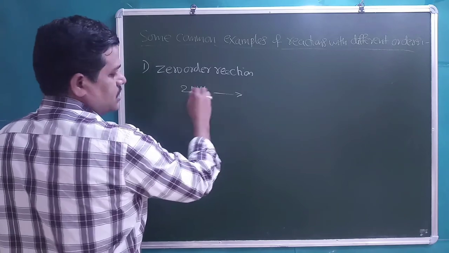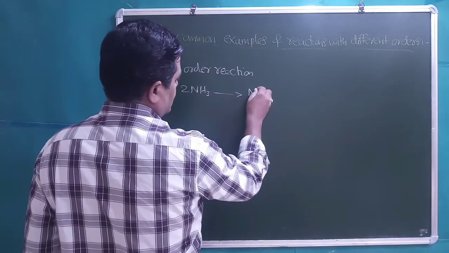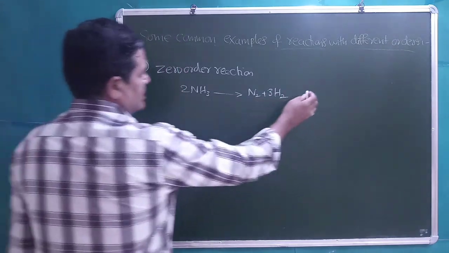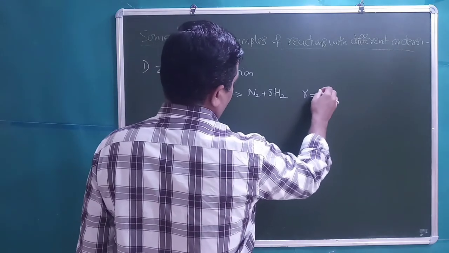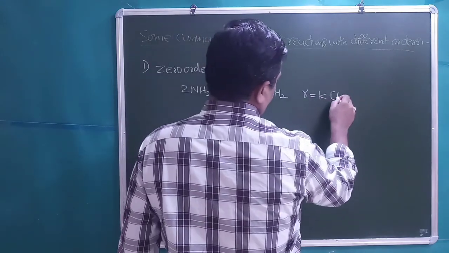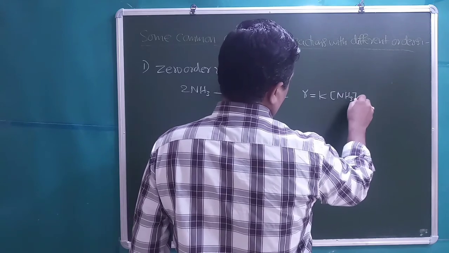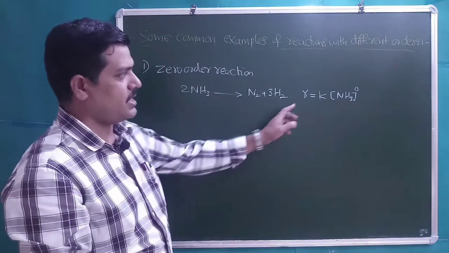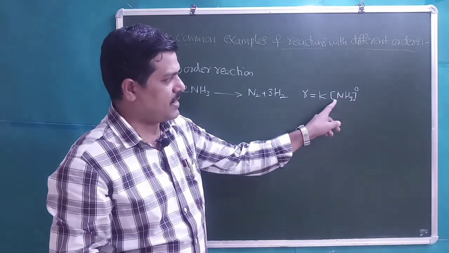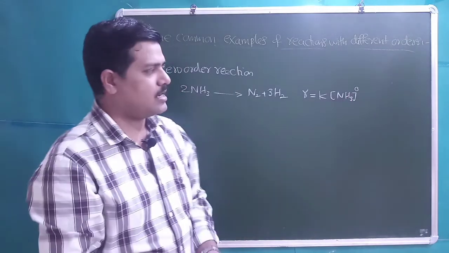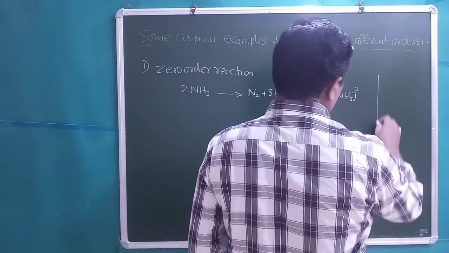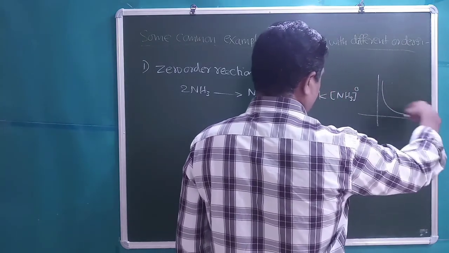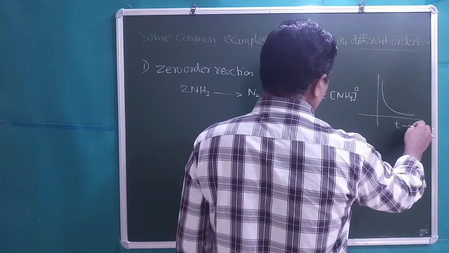2NH3, decomposition of ammonia, will give N2 gas plus 3H2 gas. Students, for this reaction, the rate law expression is R equals K into concentration of NH3 power 0. That means rate is independent of the concentration of the reactants. It won't depend on the concentration of the reactants. Generally, students, we have discussed in the earlier classes that rate decreases as the concentration of the reactant decreases. Rate decreases with time.